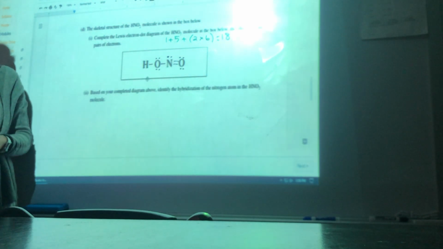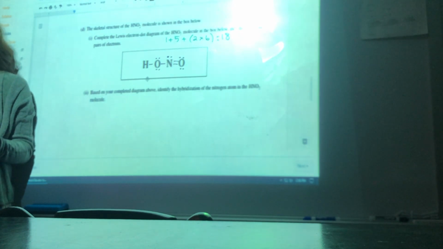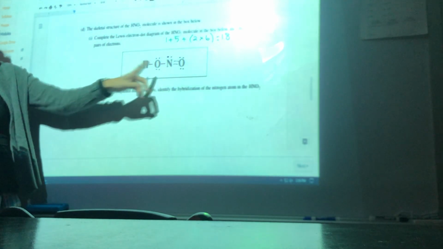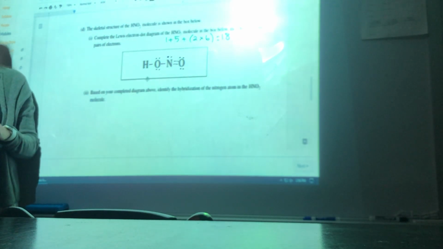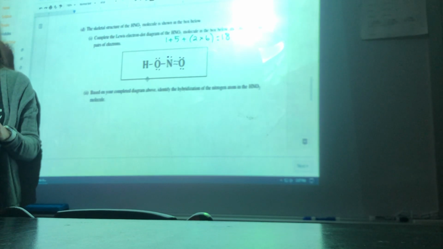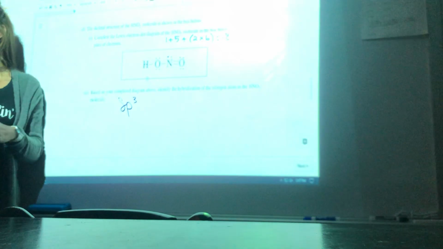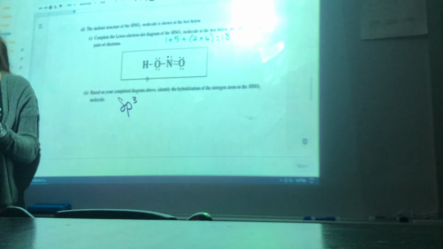Okay, and then based on your completed diagram above, identify the hybridization of the nitrogen atom in the HNO2 molecule. Nitrogen is making 3 bonds and 1 lone pair. So what's that? sp3. Questions? All right.